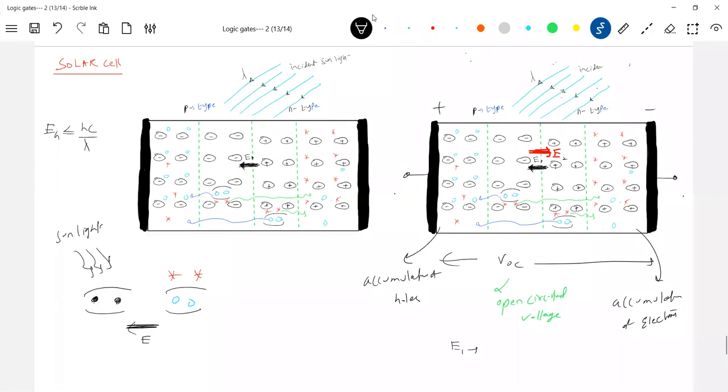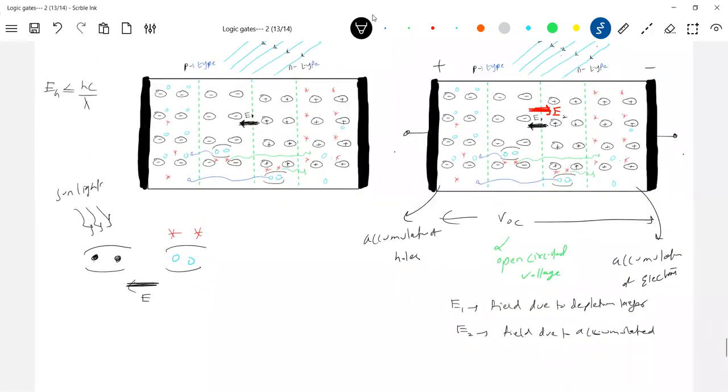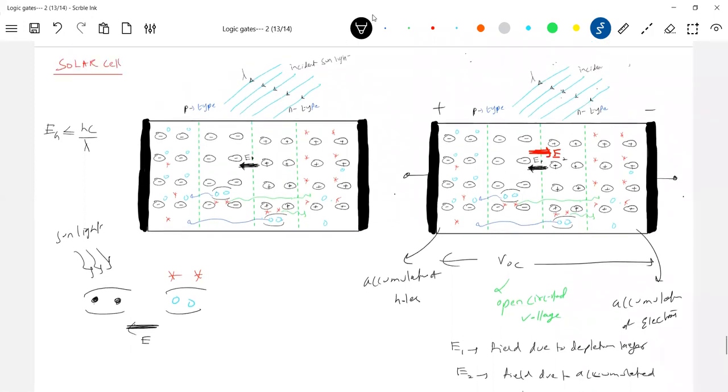E1 is the field due to the depletion layer. What about E2? The field due to accumulated charges in P and N type material. Once E1 becomes equal to E2, there is no further accumulation of charge and a constant potential difference is established here.